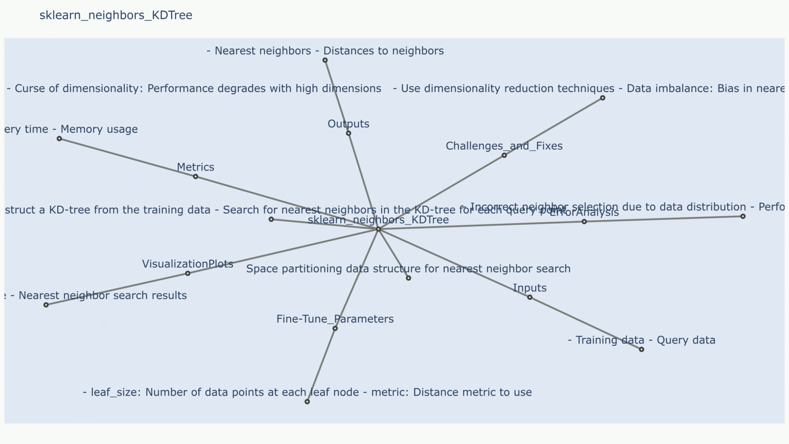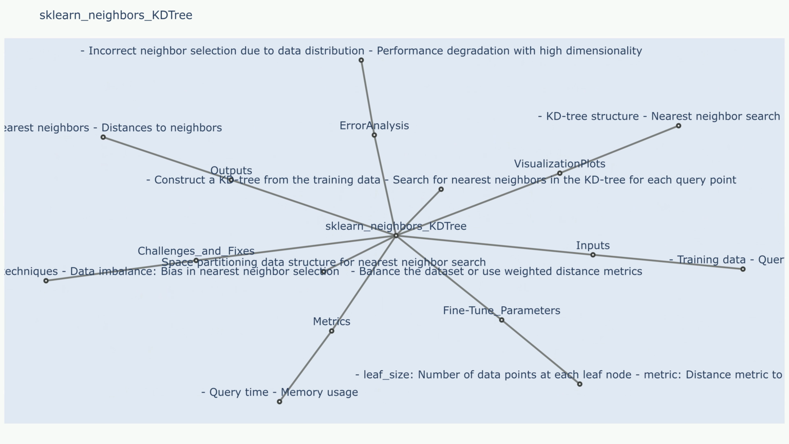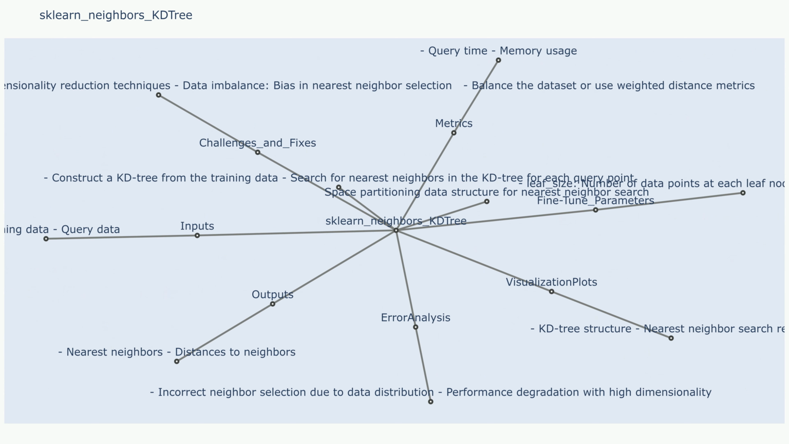Fine-tune parameters. Leaf size controls the number of data points in each leaf node, impacting the trade-off between memory usage and search efficiency. Smaller leaf sizes lead to more balanced trees and faster searches, but they also consume more memory. Uncertainty methods. K-nearest neighbors. This method uses the distances to the k-nearest neighbors to estimate uncertainty in the prediction.